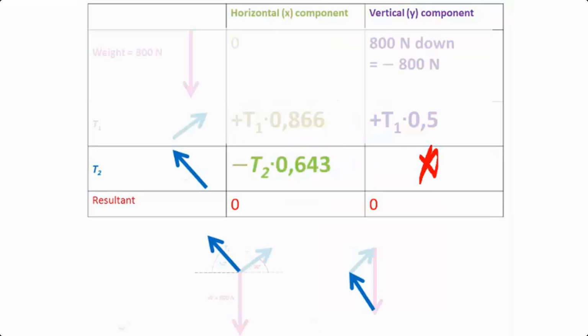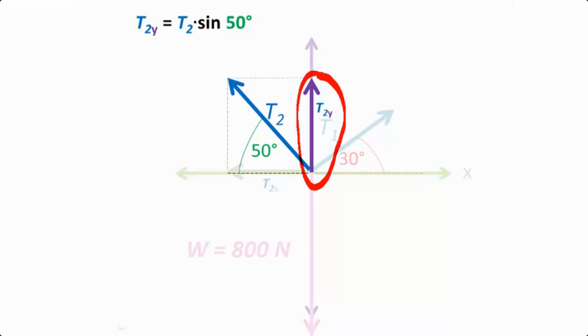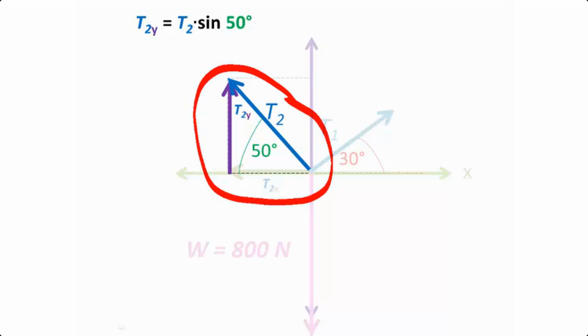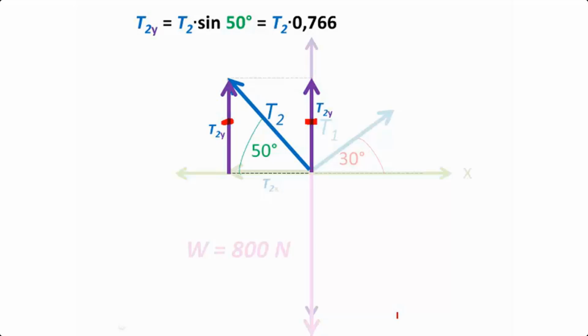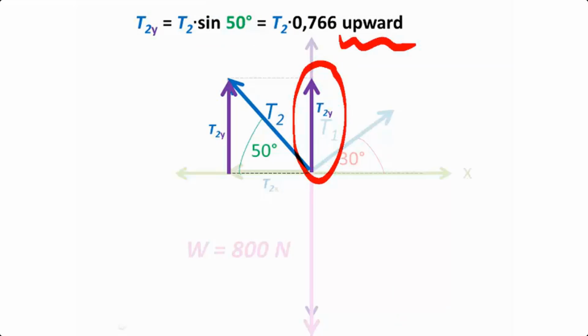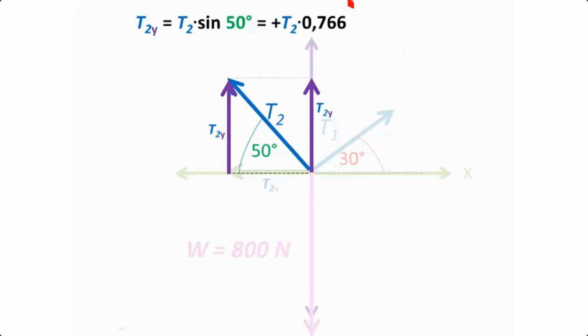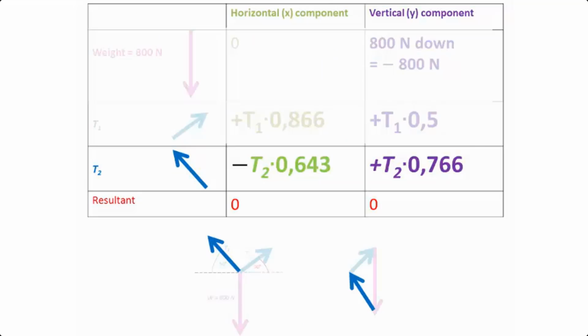Now we need the vertical component of T2. So the vertical component there can be thought of as being moved so as to complete this triangle here so that it is opposite to the 50 degrees, so we can use sine 50 degrees to find it out. This side and this side are equal to one another. Sine 50 degrees is equal to 0,766. We cannot substitute a number into T2 because we don't know it, but at least we can give the vertical component of T2 in terms of T2. We know that the direction is upward, and from our Cartesian plane we know that that is positive, and so we replace that by a positive sign and we put this into our table.